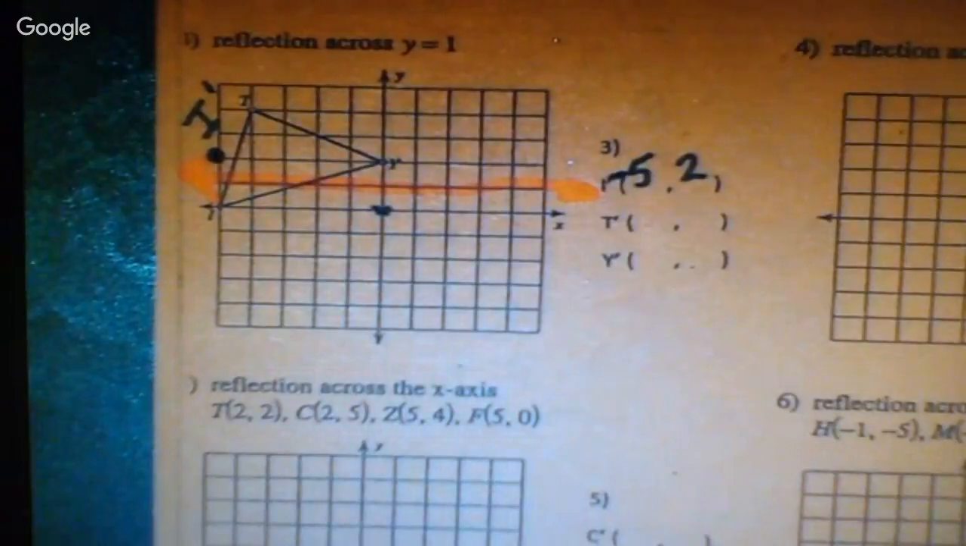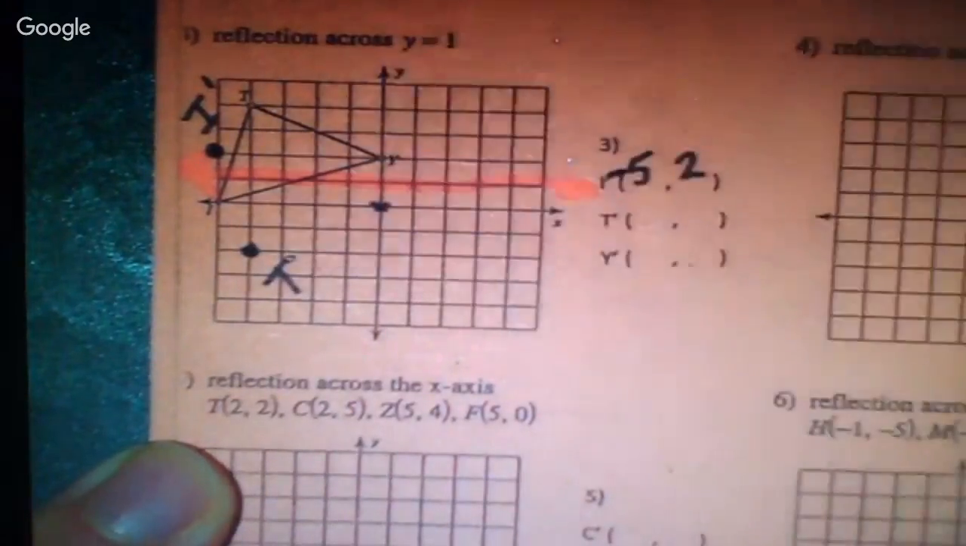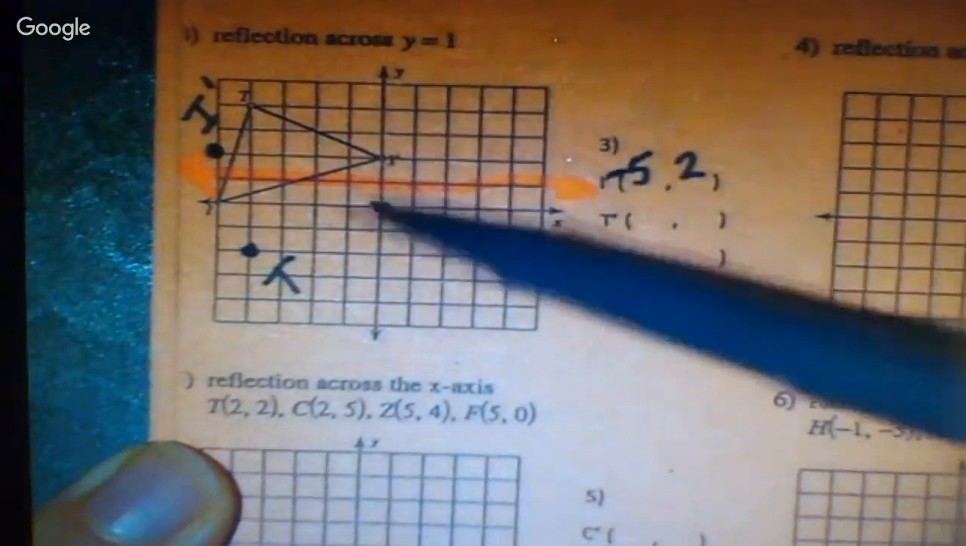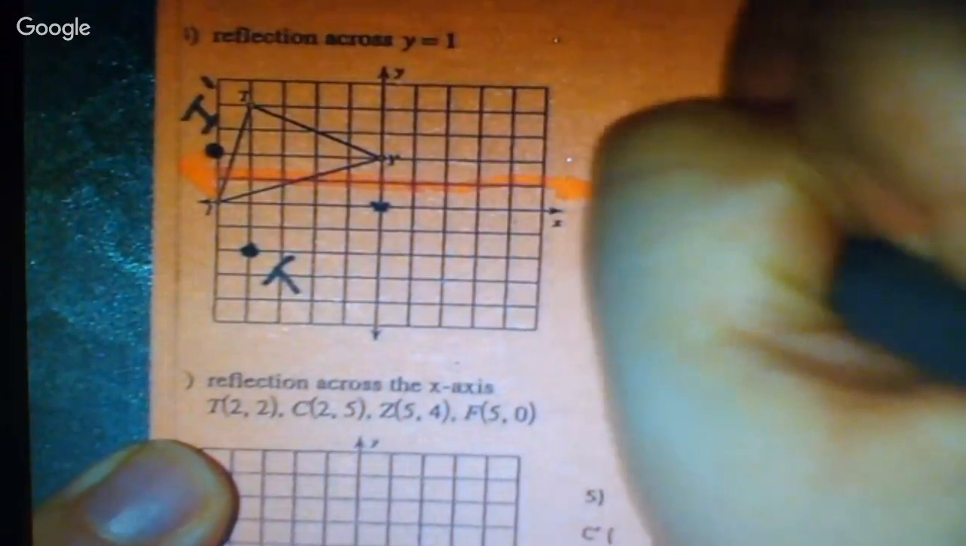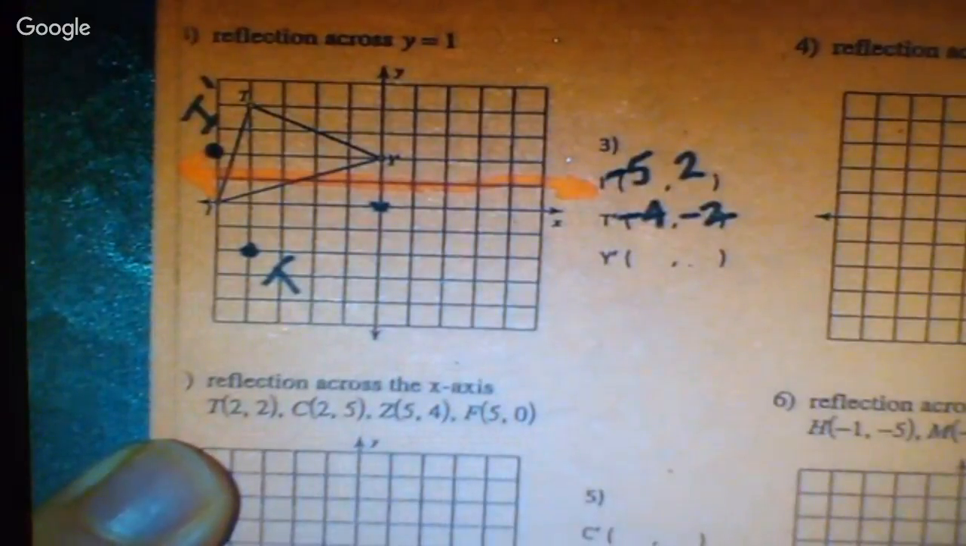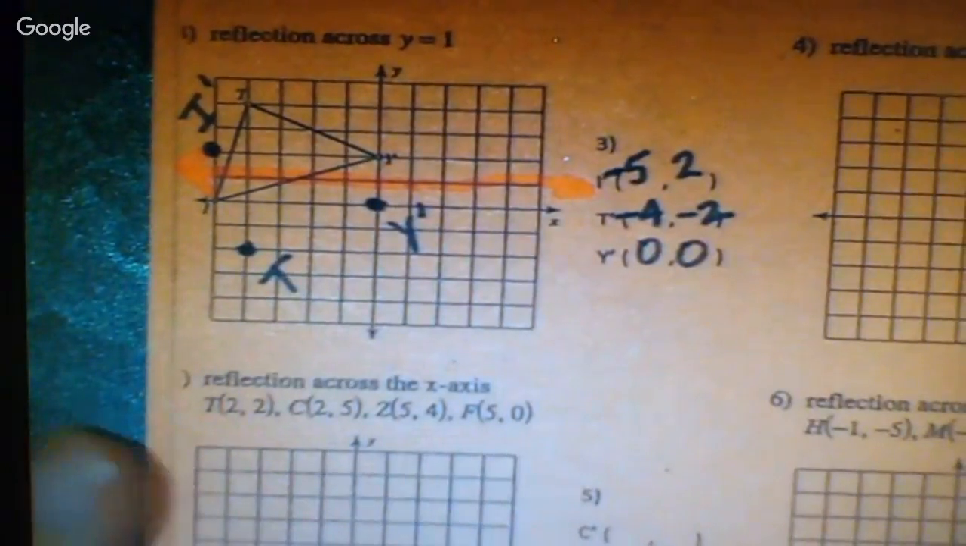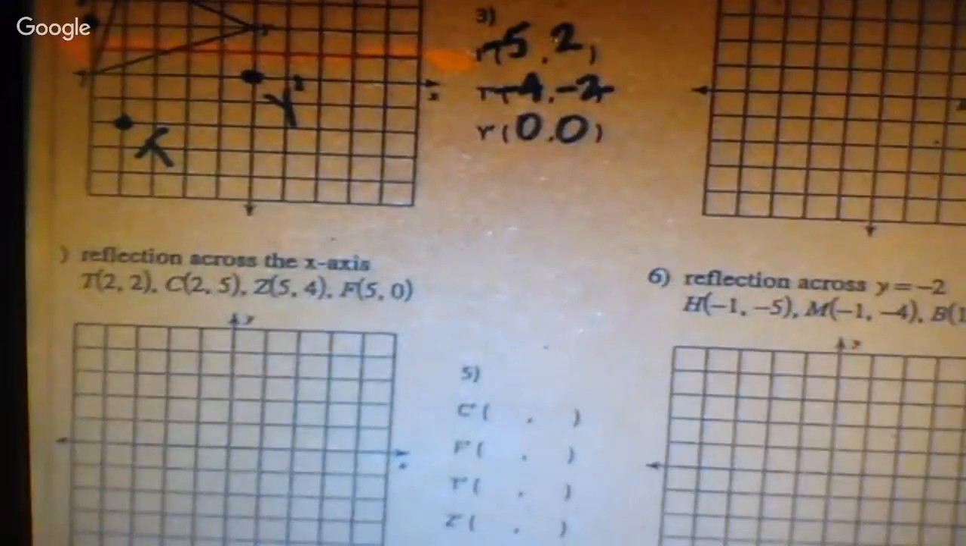Right now, T is 3 spaces above. It needs to go 3 spaces below. Here is T prime. So we're now at -4, -2. And then finally, Y is 1 space above. It goes 1 space below. 0, 0. Okay. All right. I'm going to stop there. You would do the same with number 6. But this time, they don't give you the dots already. Draw your original dots in first. Draw your line of reflection. Find your new points.